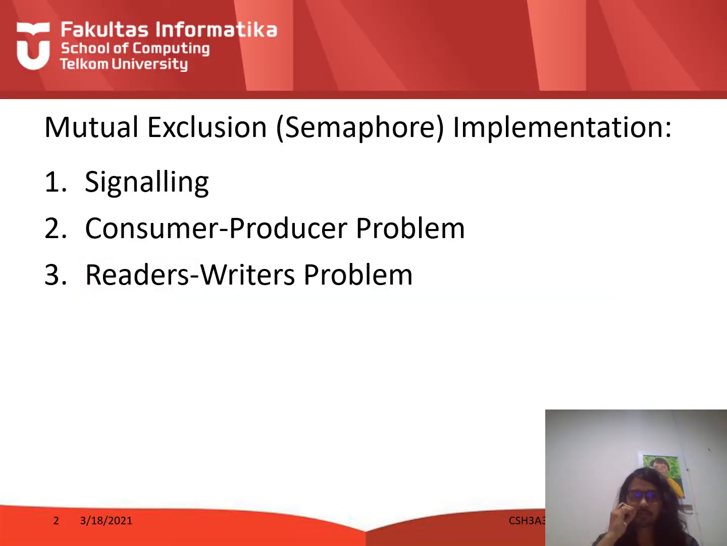Last week we discussed mutual exclusion, race condition, and critical section, and we discussed semaphore, which is a type of implementation of mutual exclusion. We are going to discuss where this semaphore can be implemented. First of all, last week we learned about signaling, so this one is done, and today we are going to learn about the consumer and producer problem. There are several other implementations that we will probably discuss later.